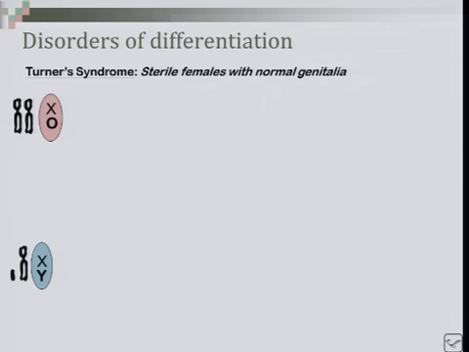I'm just going to go over a few that I think have some relevance to endocrinology and give some of the simpler examples. So one is Turner syndrome, and this is a disorder that produces sterile females with more or less normal genitalia. So occasionally a fetus will come out with just an X chromosome and either a non-functional X or just the single chromosome.